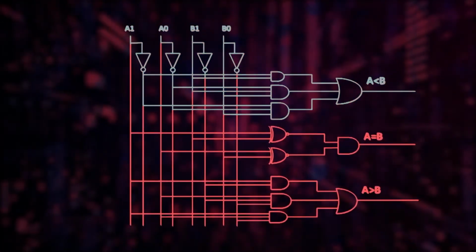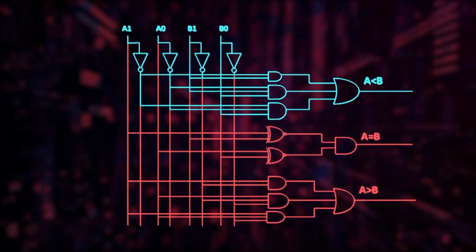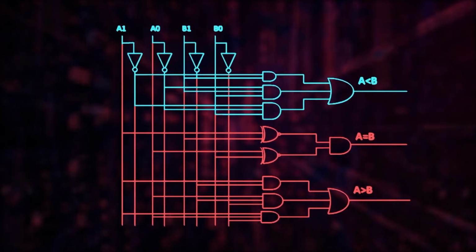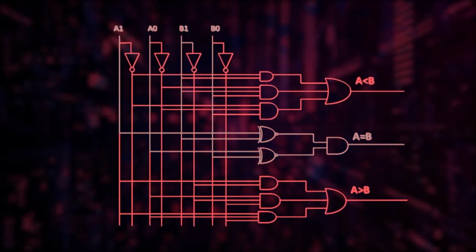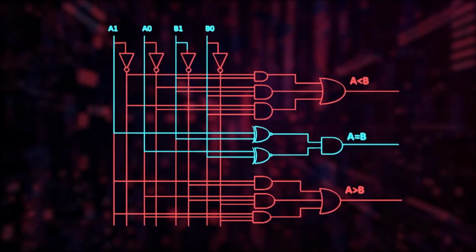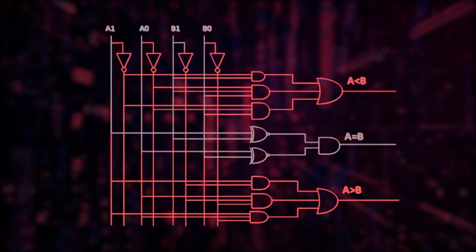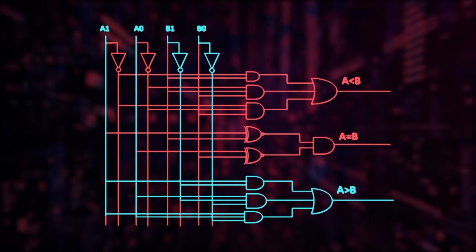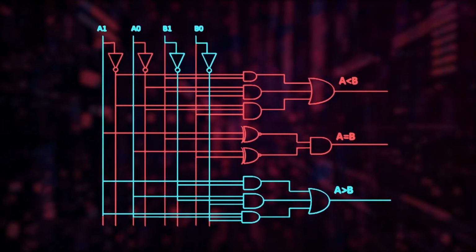Using these expressions, we can design the logic circuit for the 2-bit magnitude comparator. The first expression, A less than B, is implemented with 3 AND and 1 OR gate. Next, A equal to B is implemented with 2 XNOR and 1 AND gate. And the last, A greater than B, is implemented with 3 AND gates and 1 OR gate.